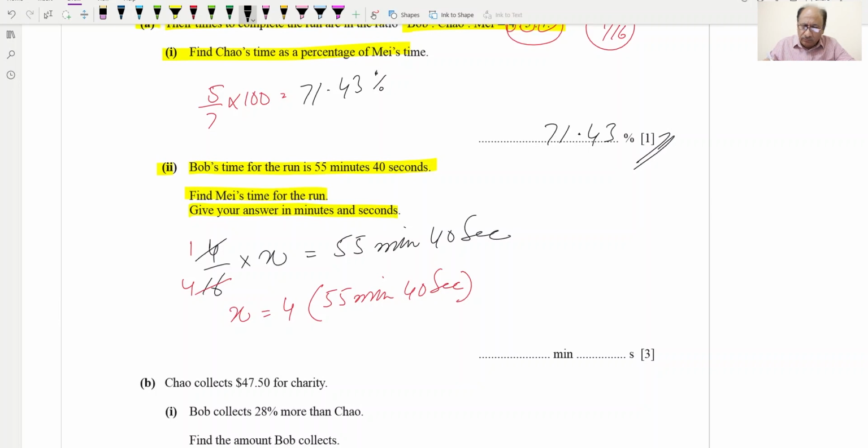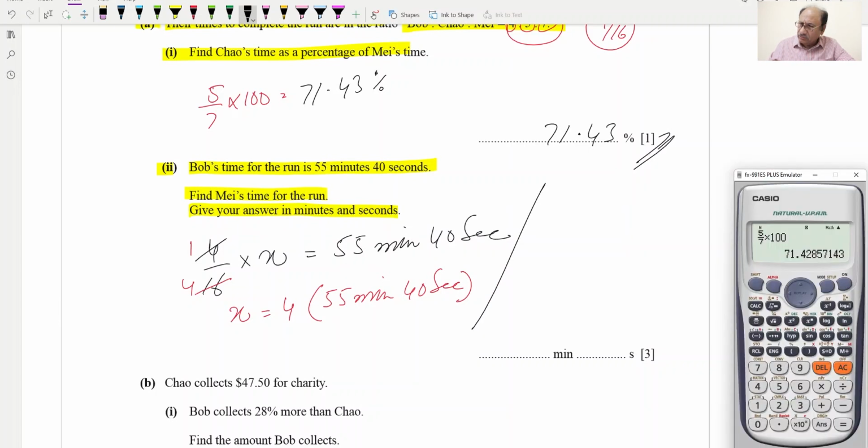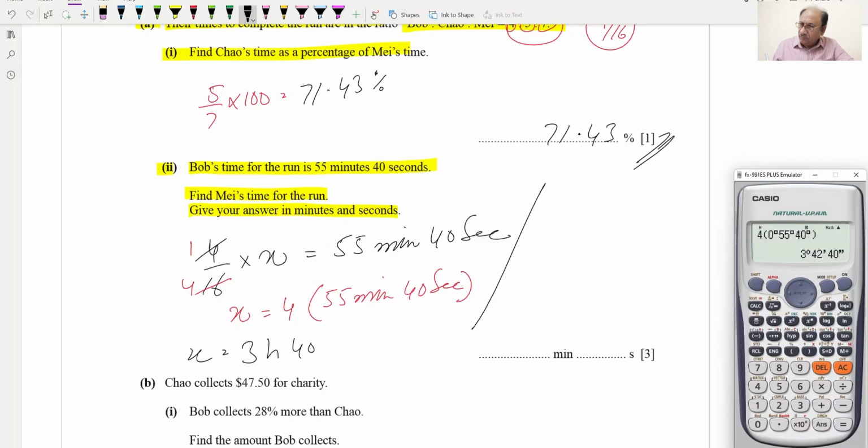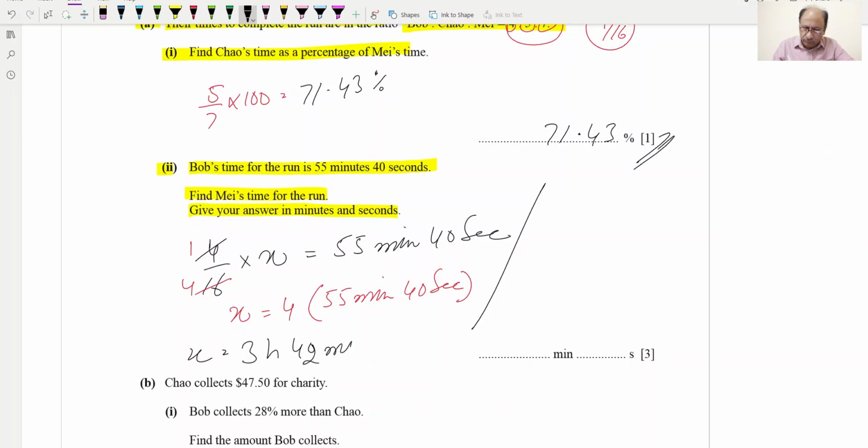Now we can write it over here. So x will be 4 multiplied by, in brackets, 55 minutes 40 seconds, and I'm using the time button. So first I will use 4 into 0 hours 55 minutes and 40 seconds. This is the time button which we can use, and we get 3 hours 42 minutes and 40 seconds. So x will be equal to 3 hours 42 minutes and 40 seconds. This is after multiplication with 4. Now we can check, this is the total time we have calculated for all.